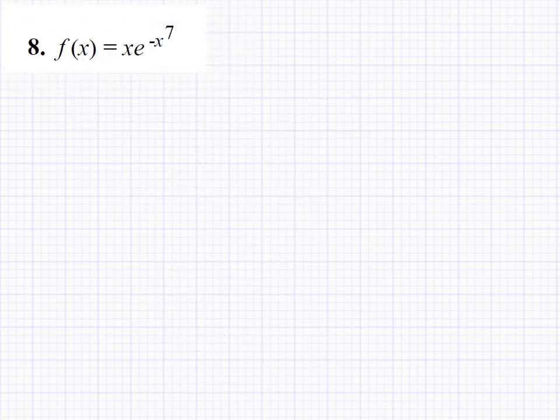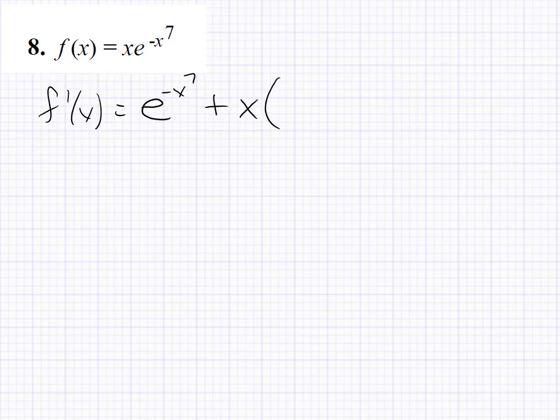Right, here's another derivative we want to do, in which case we're going to have to use the product rule. So if we're going to take the derivative using the product rule, derivative of the first, x, is 1, times e to the negative x to the 7th, plus x times the derivative of e to the negative x to the 7th. So it's an exponential. You take the derivative of an exponential by writing the exponential over again, then multiplying by the derivative of the exponent, which would be negative 7x to the 6th.